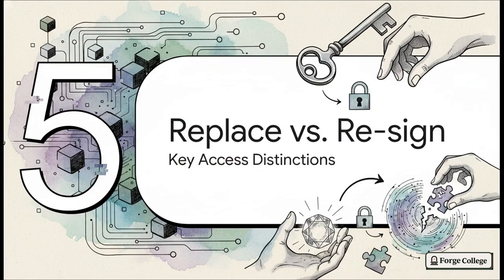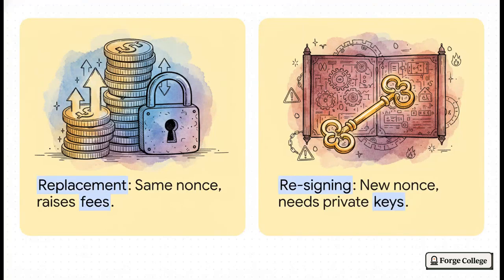Which leads us to Section 5, Replace versus Resign. Let's cover some key access distinctions. Let's compare these two approaches, because it's a critical distinction. On the left, we have replacement. This is when you use the exact same nonce, but you apply a higher fee to unstick a transaction. If you're using a transaction relay that supports replacement by fee, you don't even need the private key present to pull this off. On the right, though, we have resigning.